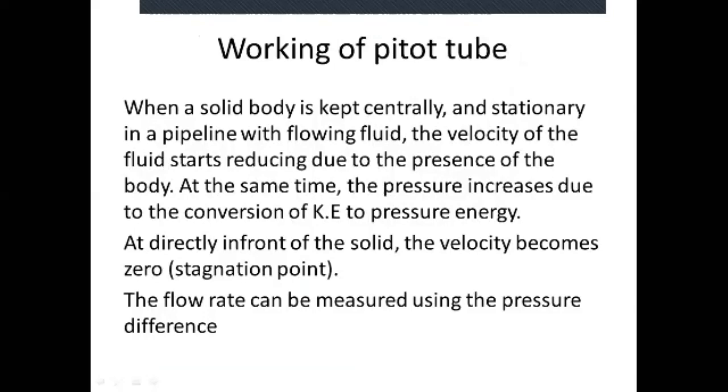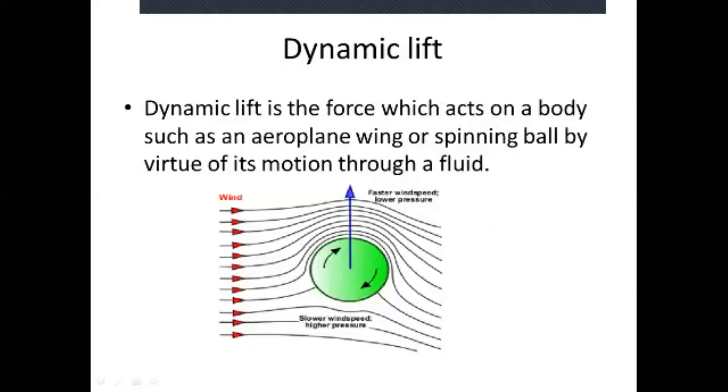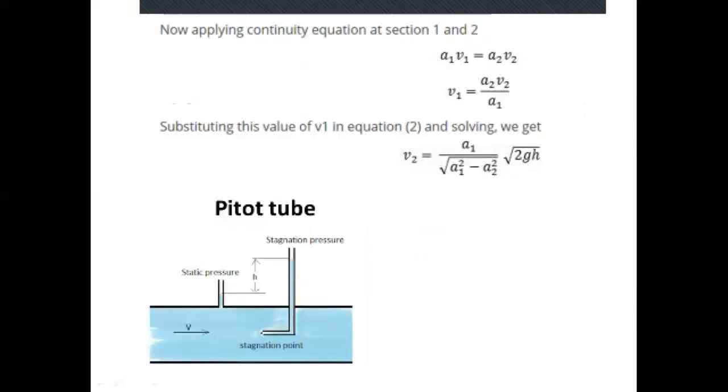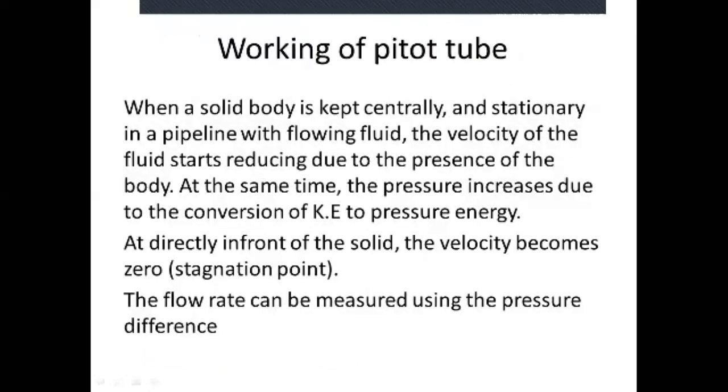When a solid is kept centrally and stationary in a pipeline with a flowing fluid, the velocity of the fluid starts reducing due to the presence of that body. That reduction in velocity corresponds to an increase in pressure due to the conversion of kinetic energy to pressure energy. And so that pressure difference can be used to measure the speed at which the liquid is flowing, using the area equation here. This is the equation which we were able to derive at this particular point.